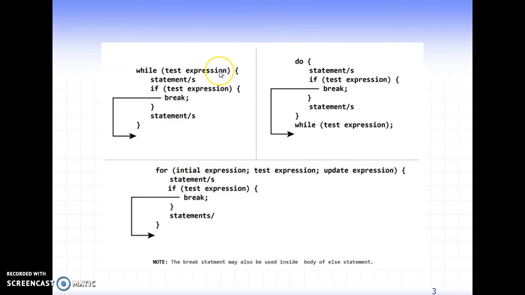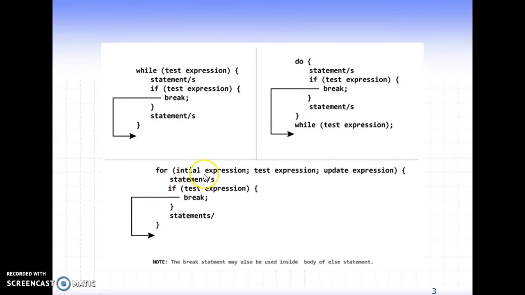While the test expression is true, the statements in the body of the while loop execute. Inside the while loop, if we have an if condition and the test expression is true, then it should break. Once it gets the break statement here, the control directly comes outside the loop, after the curly brace where the while loop ends. If the test expression is not true, the rest of the statements continue and the loop goes on like this. This is about the do while construct and this is about the for loop construct.